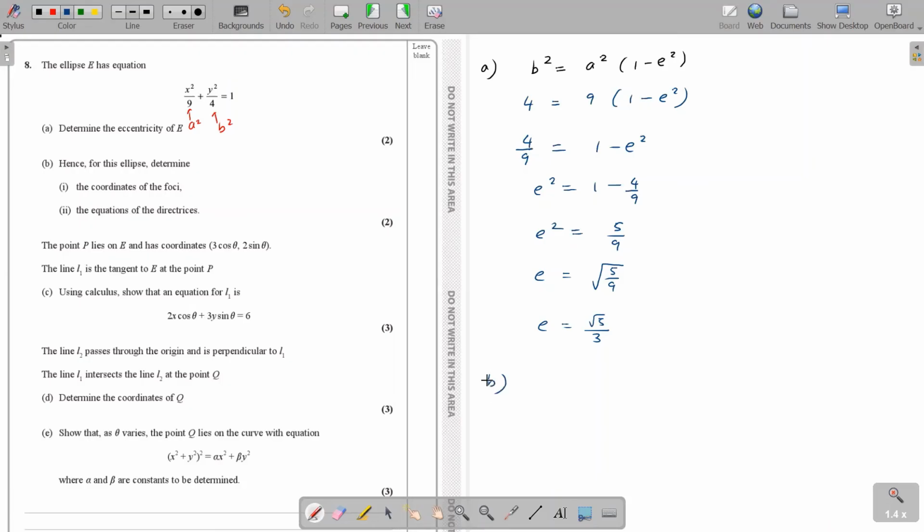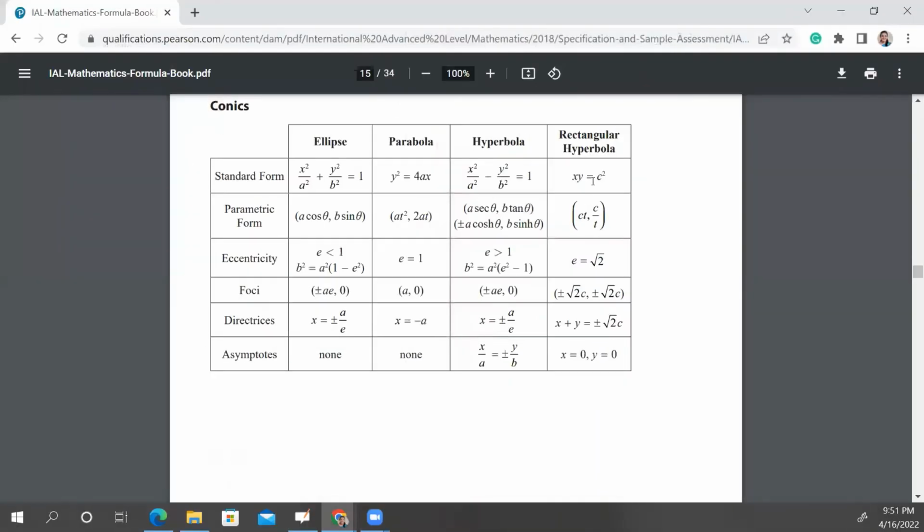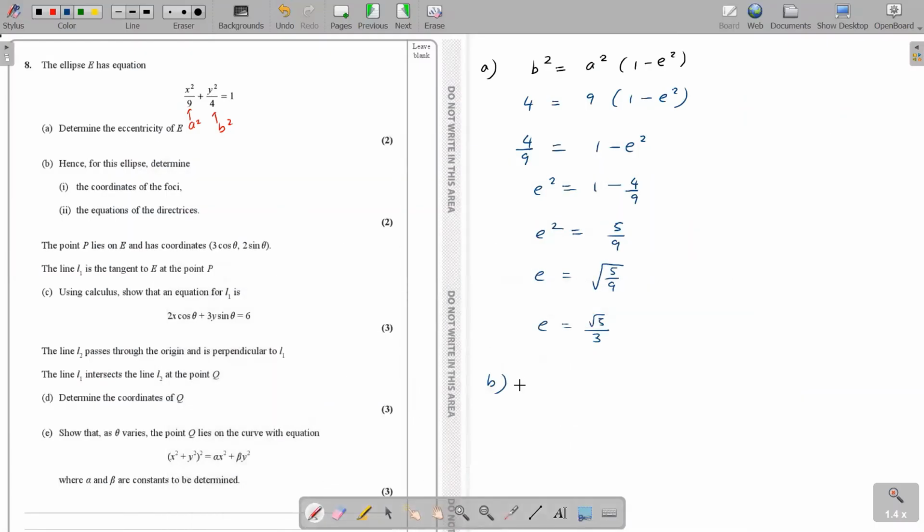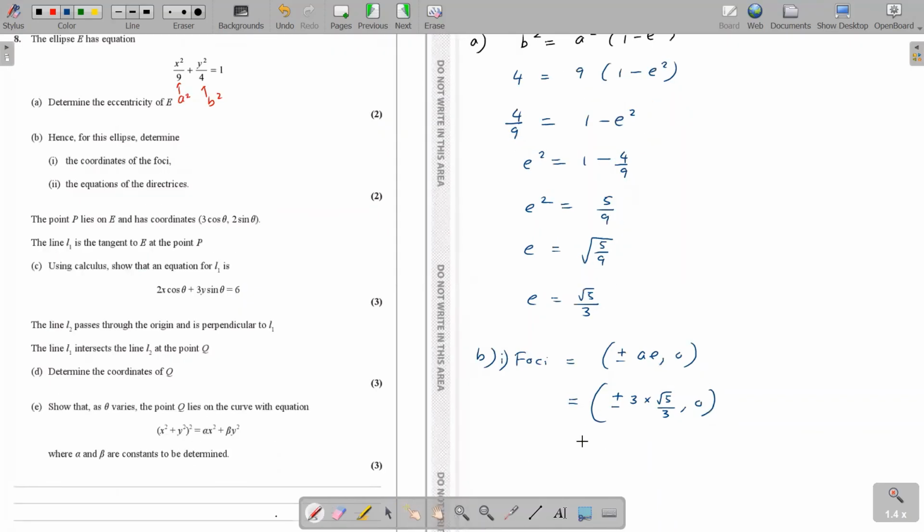Part B, hence for this ellipse, determine the coordinates of the foci. So what are the coordinates of the foci? The foci equation, can you see, plus or minus ae comma 0. So we know a squared is 9, so a is 3, and e is root 5 over 3. This gives you the foci coordinates as plus or minus root 5 comma 0.